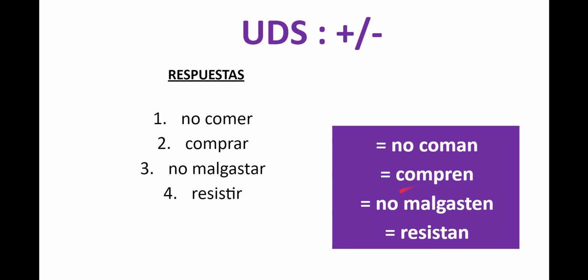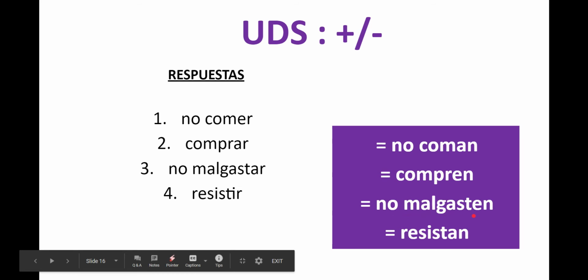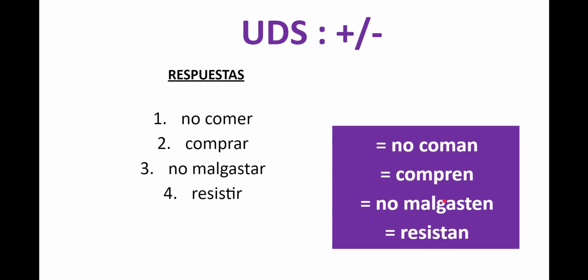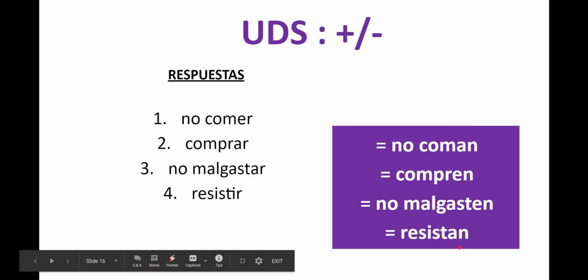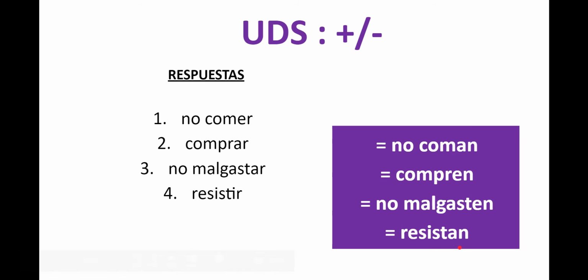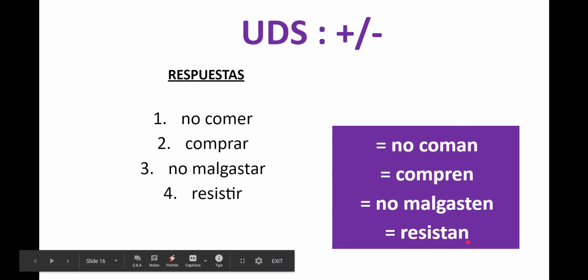Número 3. No malgasten. Malgasto, yo form. Drop the O, swap the ending. You all don't waste your money. Número 4. Resistir. Resisto, in the yo form, drop the O and swap your ending for ustedes. You all resist temptation, resist buying this other product, buy ours instead. Resistan.